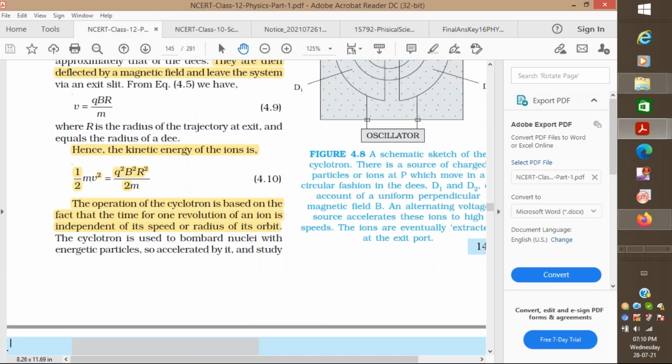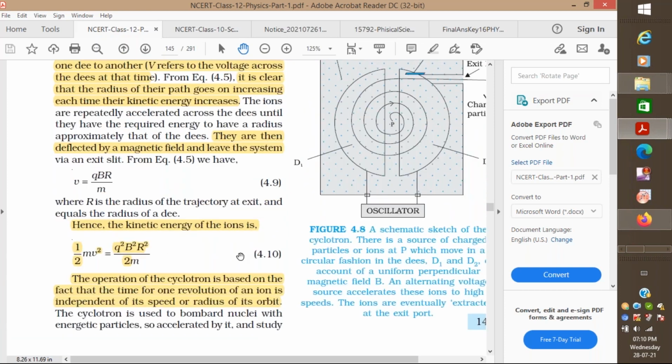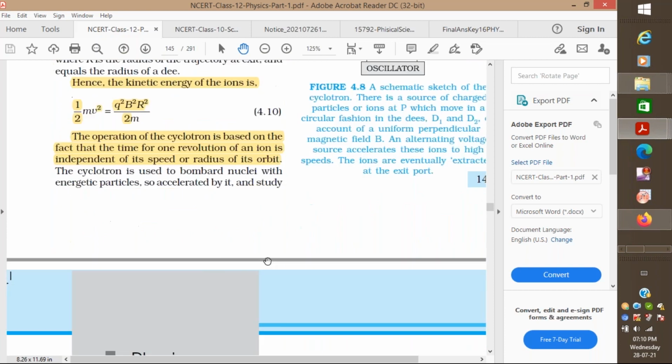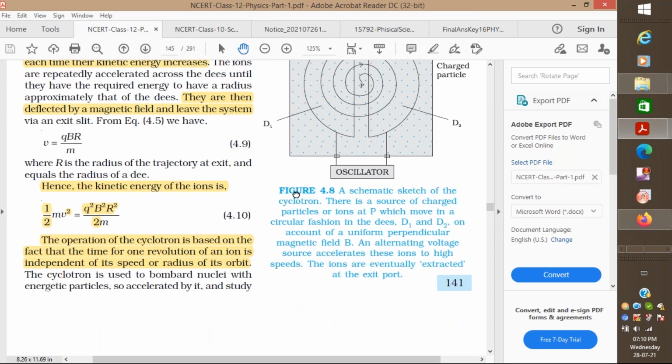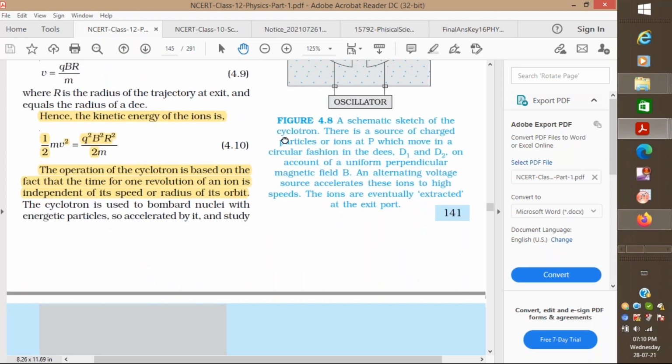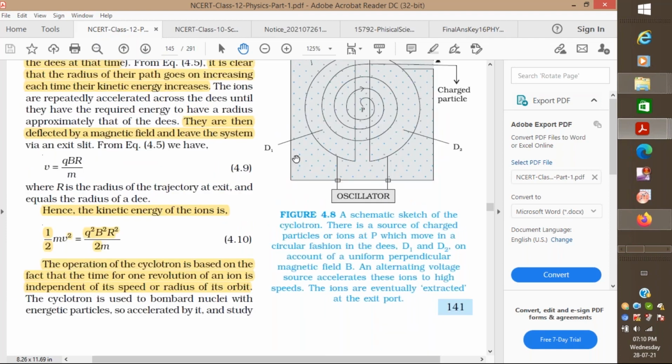In the next class, we'll take up a few example problems depending on the magnetic force first, then cyclotrons, Lorentz force, etc., and then we'll proceed further. So you should read up to this cyclotron, and then we'll discuss further.